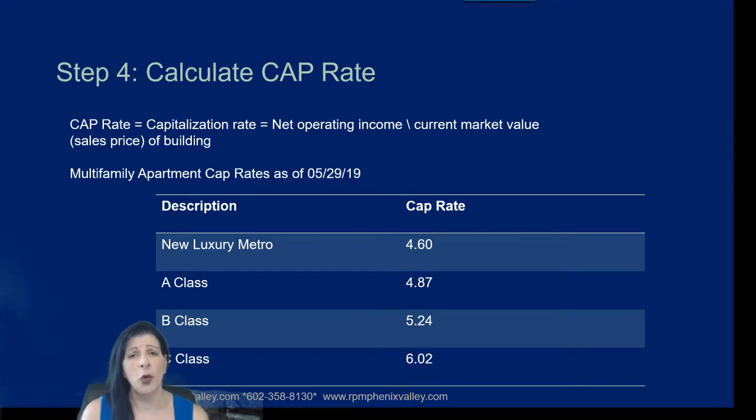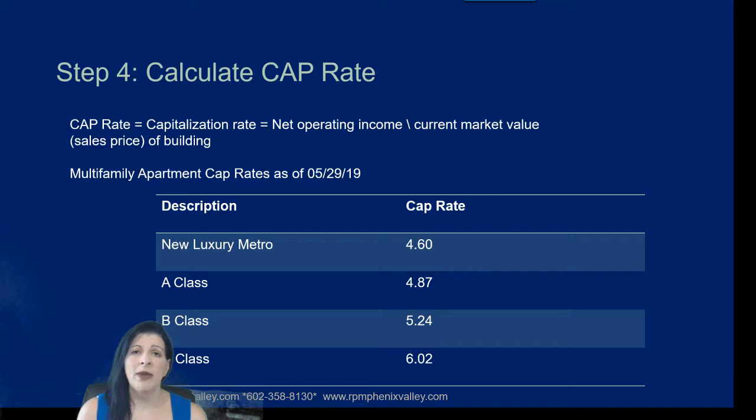So for step 4, you're going to want to calculate your cap rate. And if you're new to the investment spectrum, your cap rate is your capitalization rate. That is figured out by taking your NOI, your net operating income, and dividing it by the current market value. So the current market value is going to be what you could sell the building for cash today.